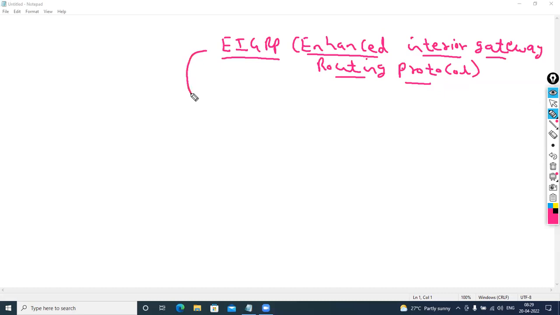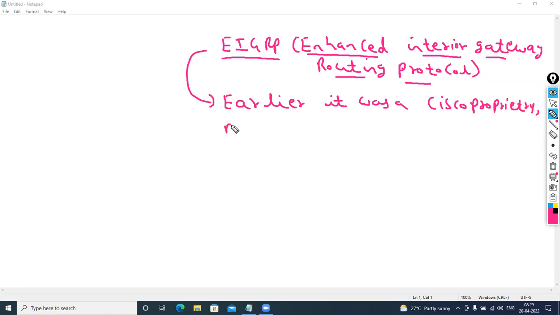EIGRP, earlier it was Cisco proprietary. When it was introduced, it was Cisco proprietary. After 2013, they made EIGRP an open standard.